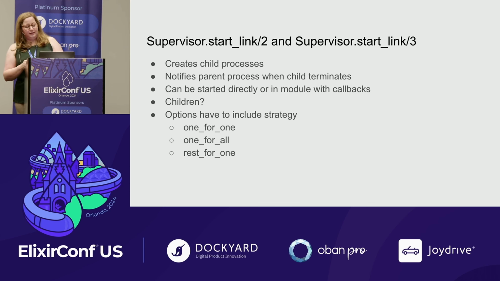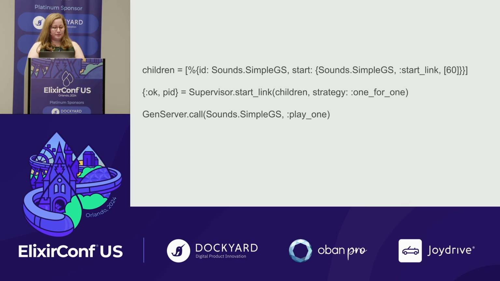Rest for 1. The best way to explain this is just an example. You have process 1, process 2, and process 3. They're all children. They're started in order under the supervisor. So if process 2 terminates, the next process after it, and all the processes after it that started, will also terminate. So in our example, process 2 and process 3 will terminate, and then process 2 and 3 will restart. Whew. Glad I remembered that.